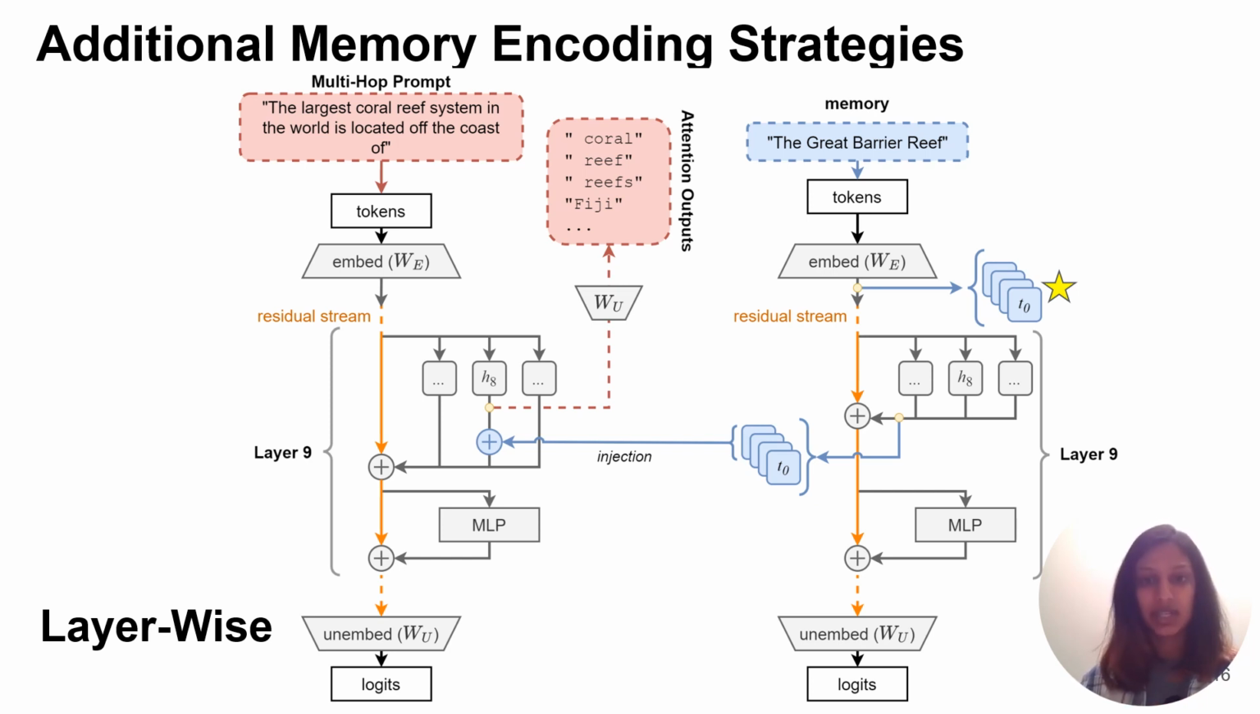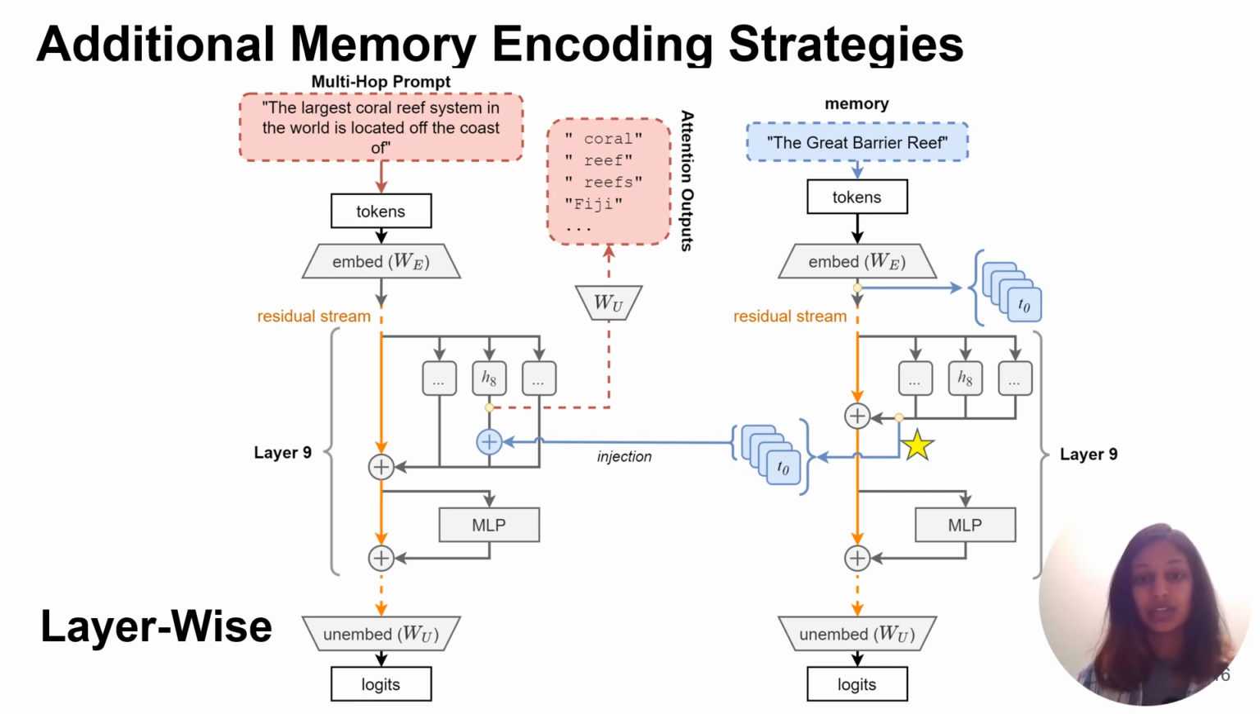So in this case, we're going to take the memory of the Great Barrier Reef and we're going to begin to do inference on it using the GPT-2 model. The first step is to tokenize and embed it, and I just pulled out a representation of what those embedded tokens are going to look like right next to that yellow star.